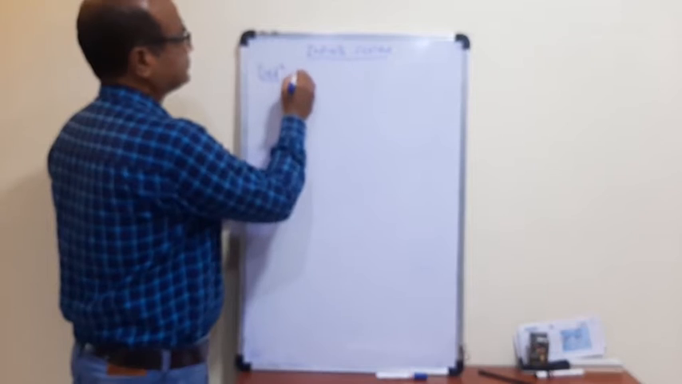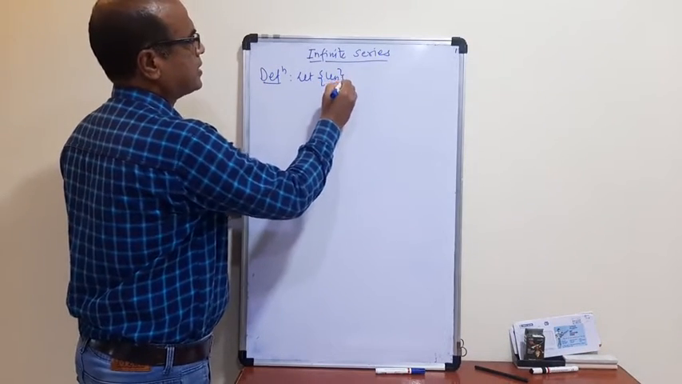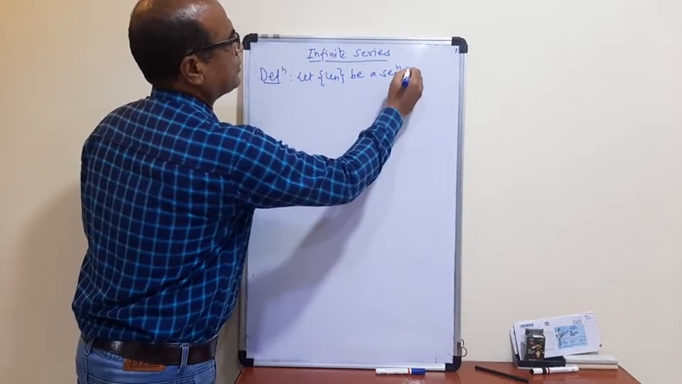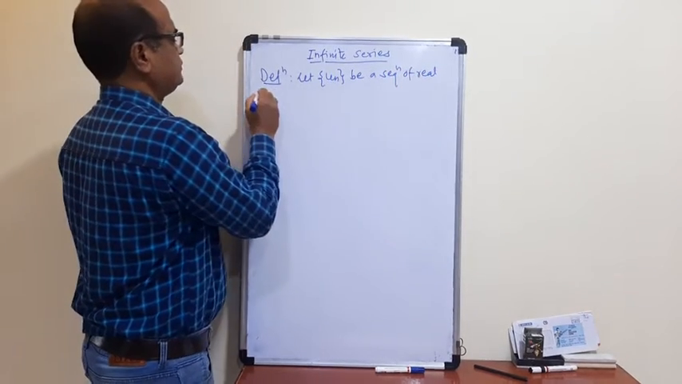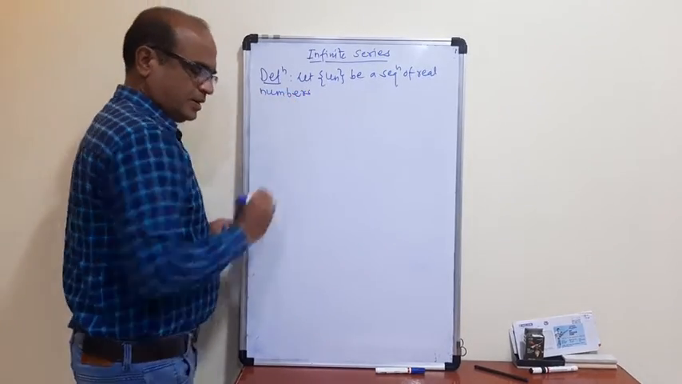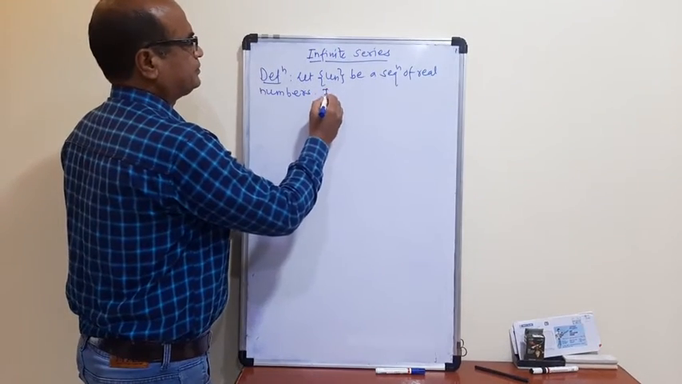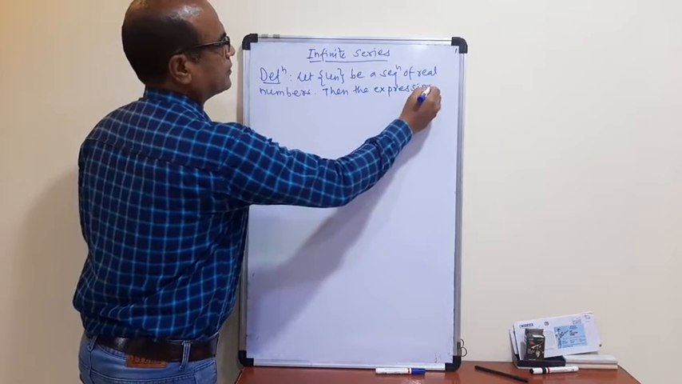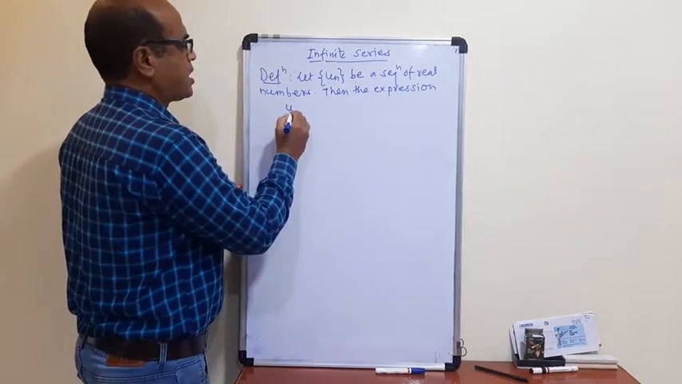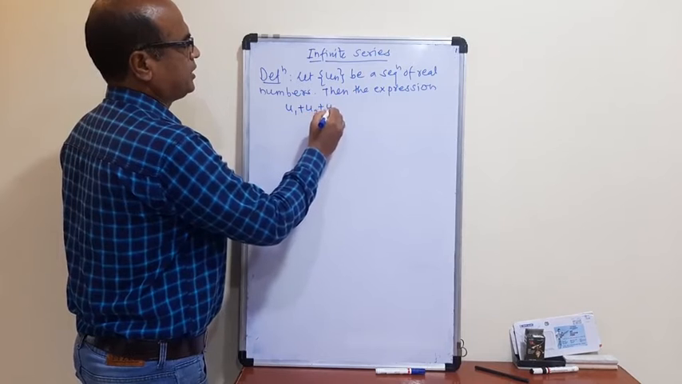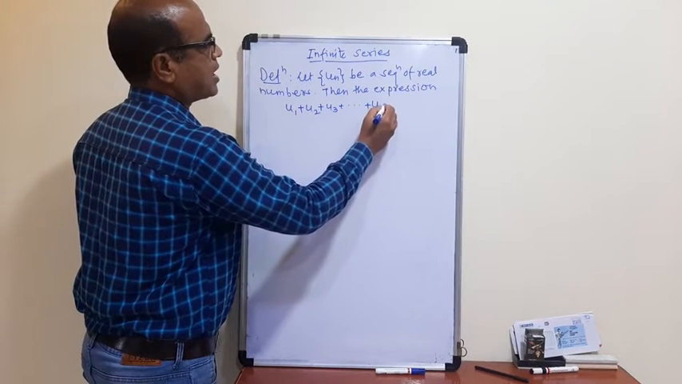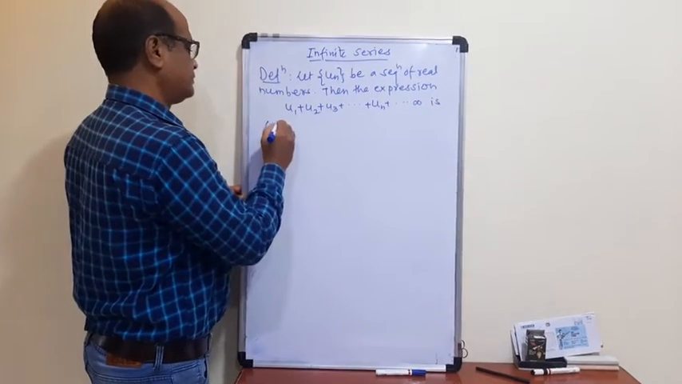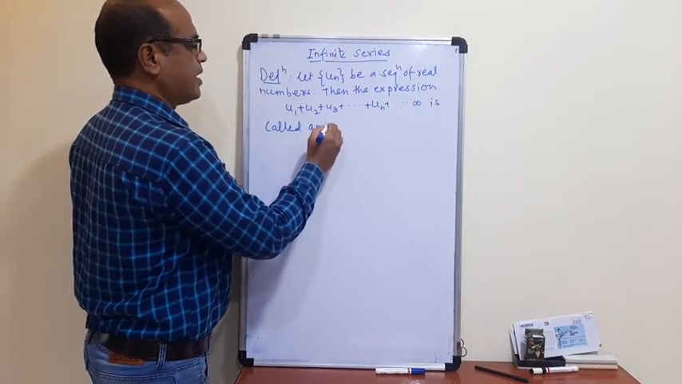Let un be a sequence of real numbers. Then the expression u1 plus u2 plus u3 and so on, un up to infinity, is called an infinite series.